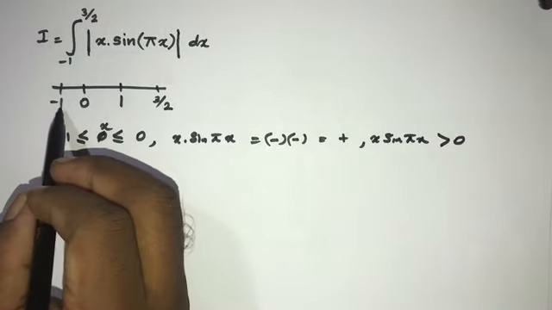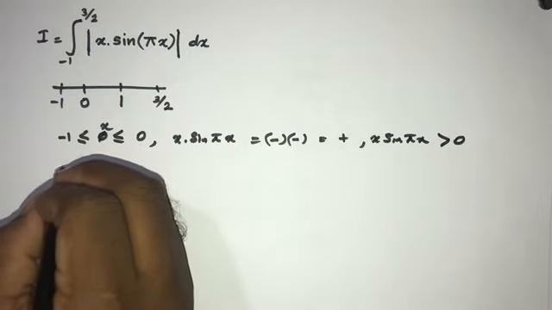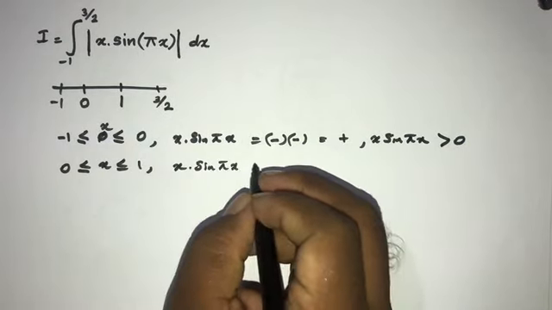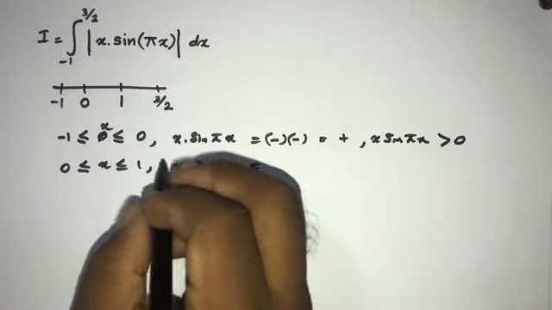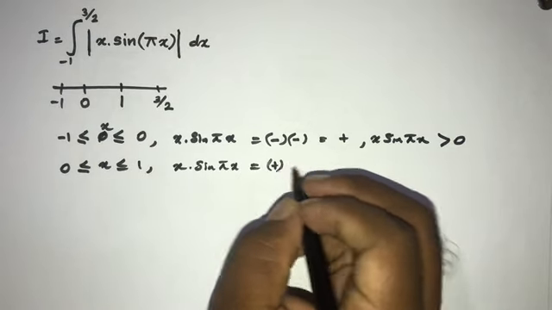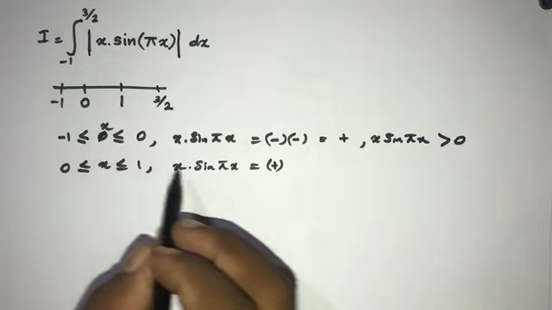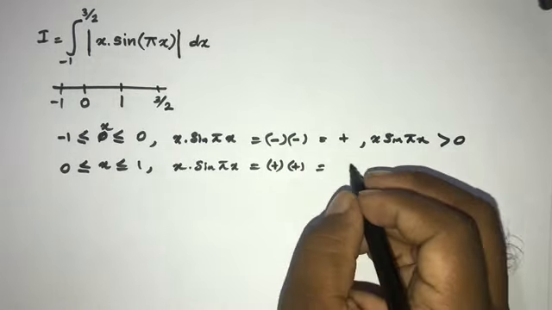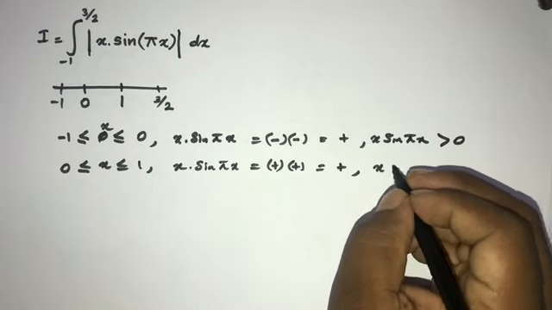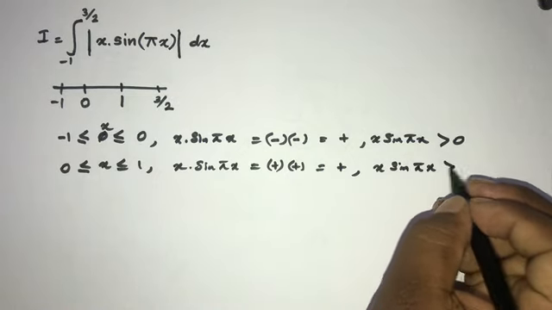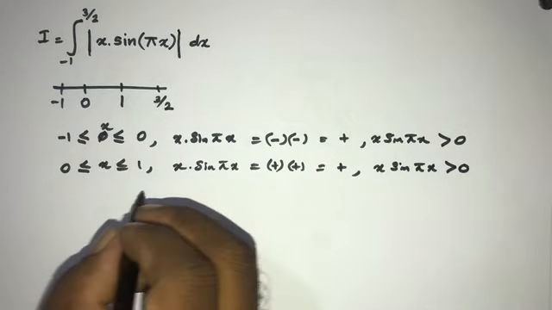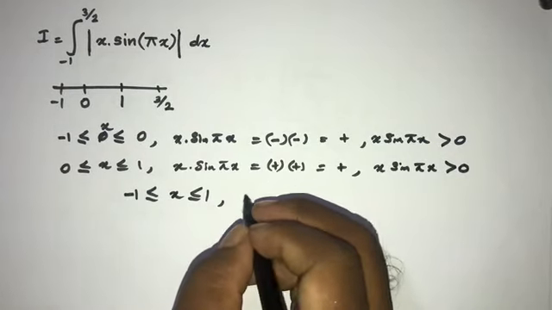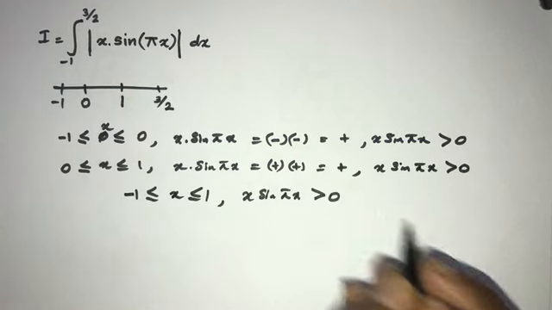Okay, now we checked minus 1 to 0, now 0 to 1. In the range 0 to 1, x is positive, and sine of pi x is also positive. So positive times positive gives a plus sign. Now in this range also, x times sine of pi x is greater than 0. So we can combine minus 1 to 0 and 0 to 1 into minus 1 to 1, where x times sine of pi x is greater than 0.